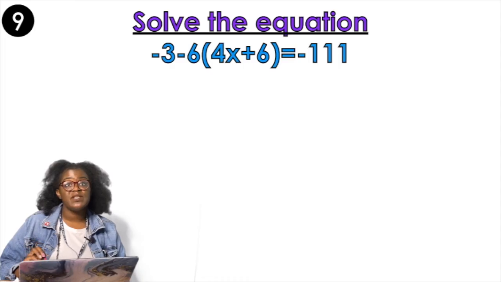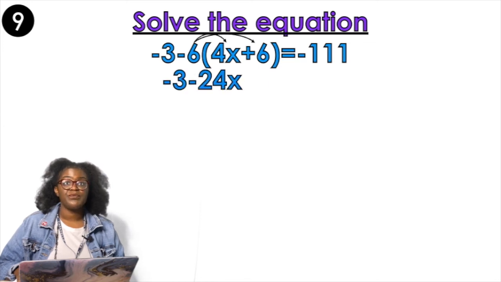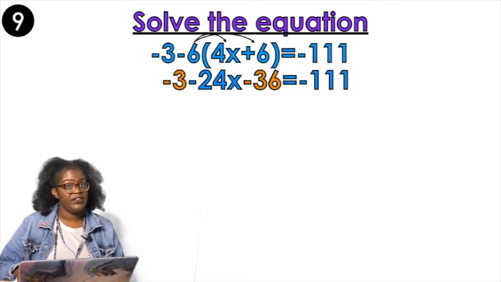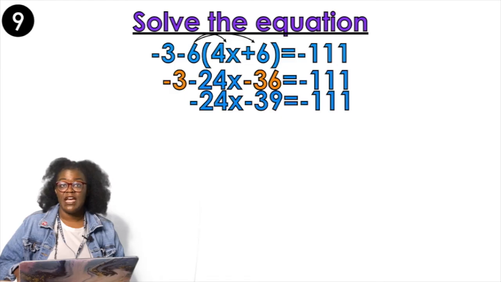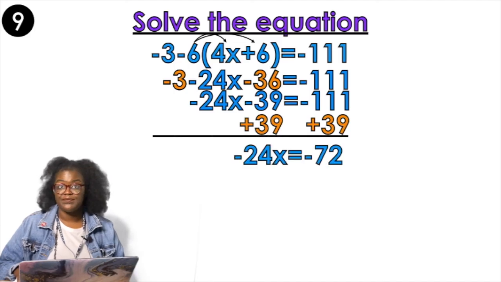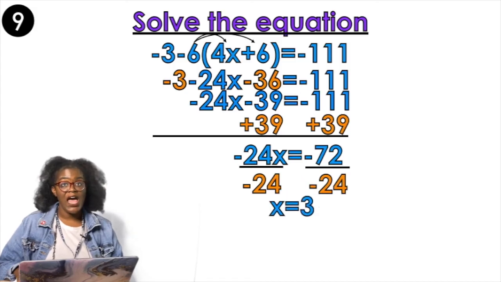So remember, the first skill was we distributed a bunch. The second skill was we combined like terms. So we're going to distribute first. So we're going to get negative 24x minus 36. Now we're going to combine like terms. 3 and 36. Negative 39. Now, same thing. Move the constant. Divide by the coefficient. Ta-da! It's that easy. It really is.